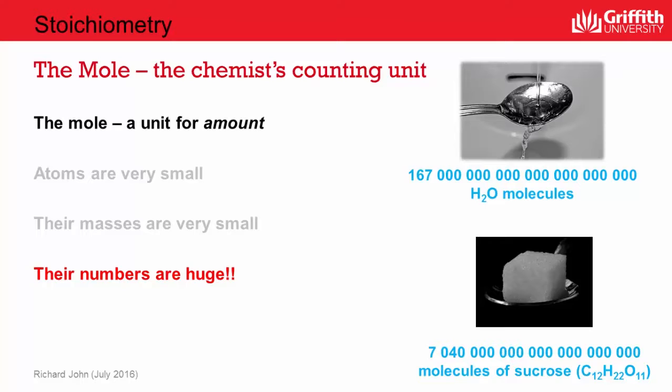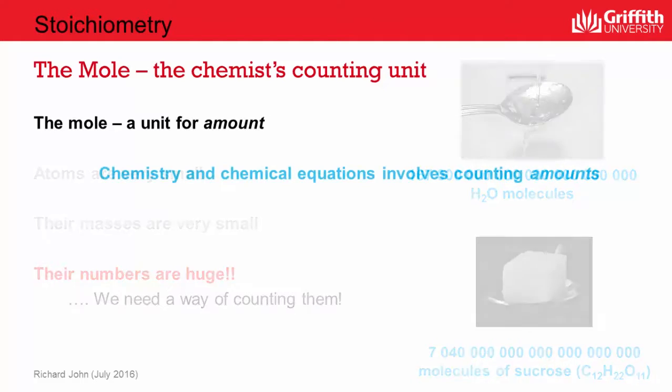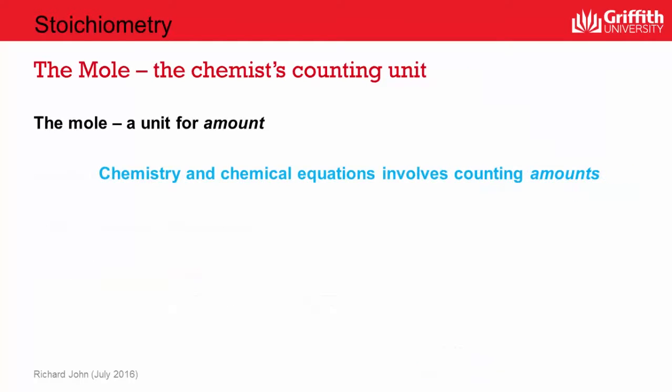These numbers are just way too large to deal with in everyday accounting. But we do need a way of counting them. We do need a way of accounting for the very large numbers of atoms, molecules and ions that we see in everyday samples of matter. And that's because chemistry and chemical equations basically involve counting amounts.